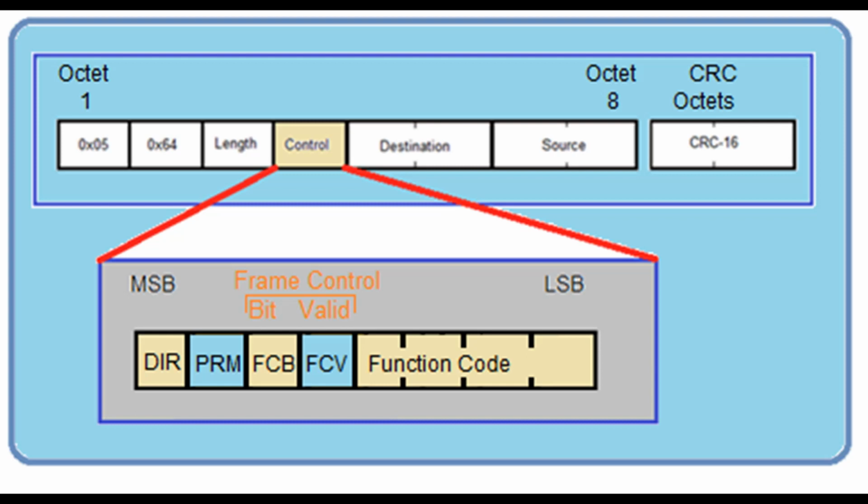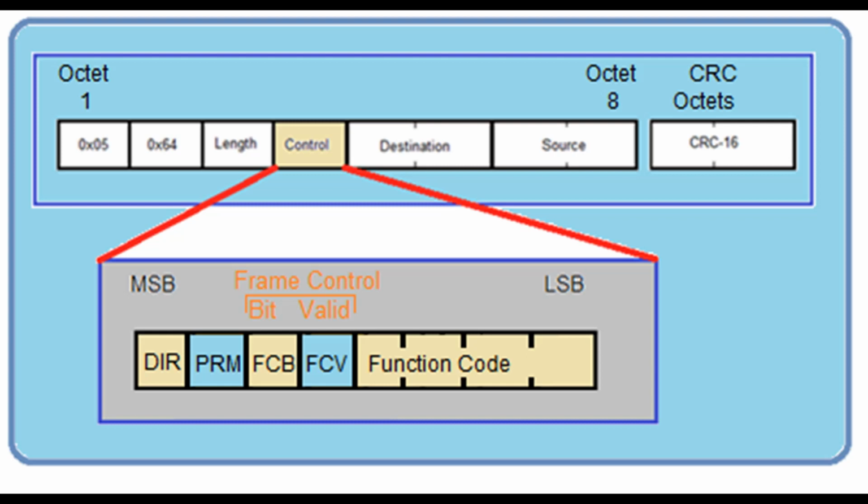FCB is the frame control bit, which is toggled in each message sent from the device, but only for those messages with the FCV bit set. FCV indicates that the FCB bit is meaningful and should be examined.